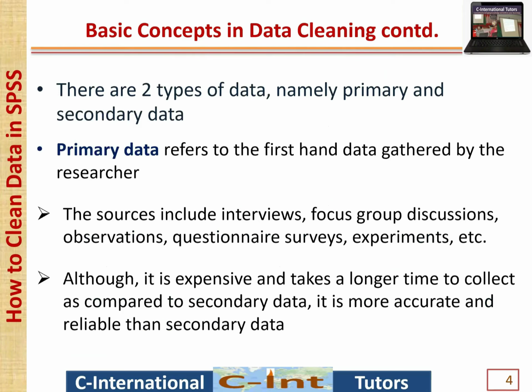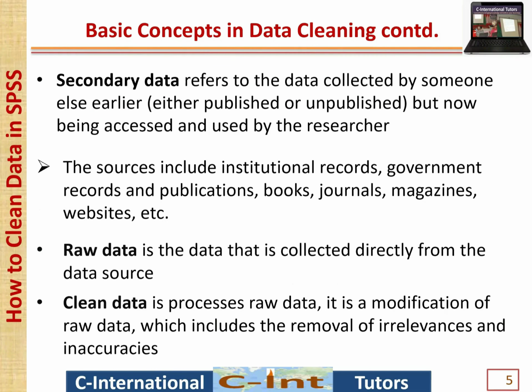There are two types of data. These are primary and secondary data. The first-hand data that is gathered by the researcher is referred to as primary data, and the sources include interviews, focus group discussions, observations, questionnaire surveys, experiments, etc. Although primary data is expensive and takes a longer time to collect as compared to secondary data, it is more accurate and reliable than secondary data.